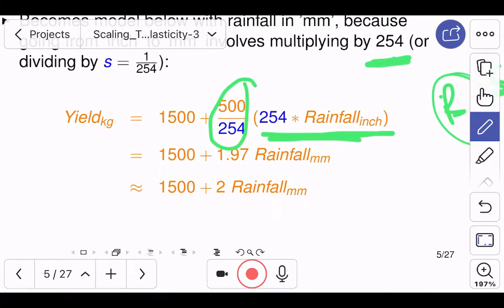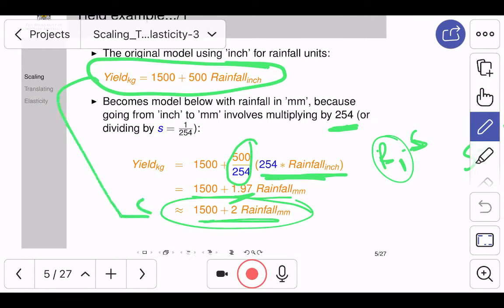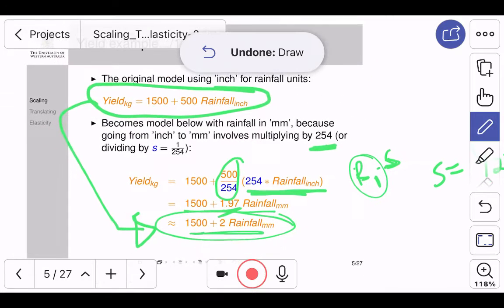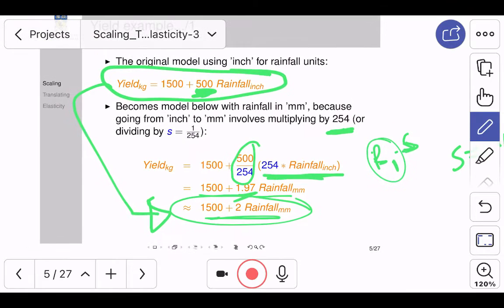So what do I get? Well, I get this equation. Or if I round up the 1.97, it becomes what you see here. So this equation and that one are the same, except for the unit change. They are the same thing. The old one was saying an inch will give you an extra 500 kilograms. So if you get an extra inch of rainfall, you get 500 kilograms of yield. Well, this one is saying if you get a millimeter in extra rainfall, you will get 2 extra kilograms. They are the same because an inch is 254 millimeters. Roughly, if you think 250, an inch was giving you 500, so a millimeter is going to give you only 2. So that's how it works.